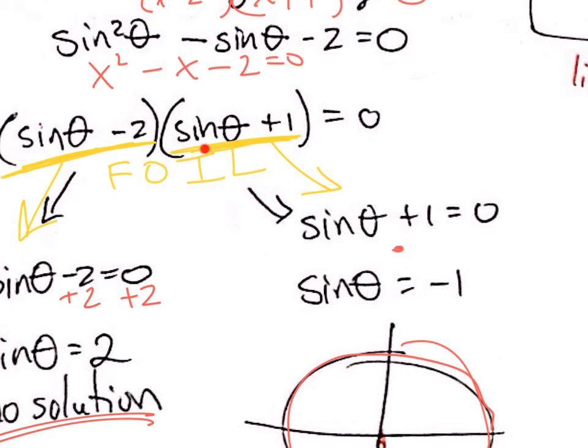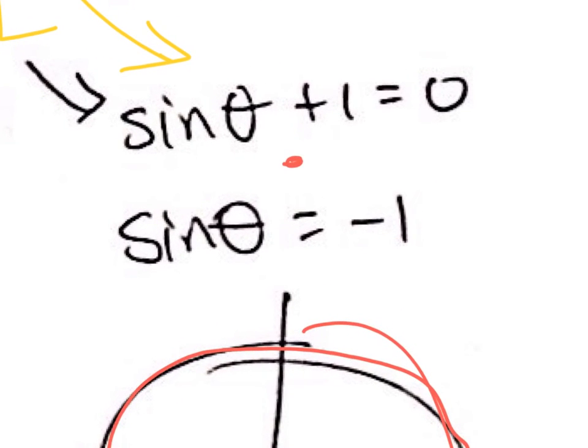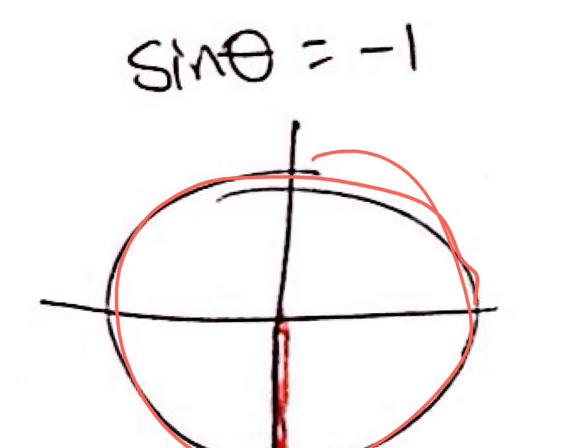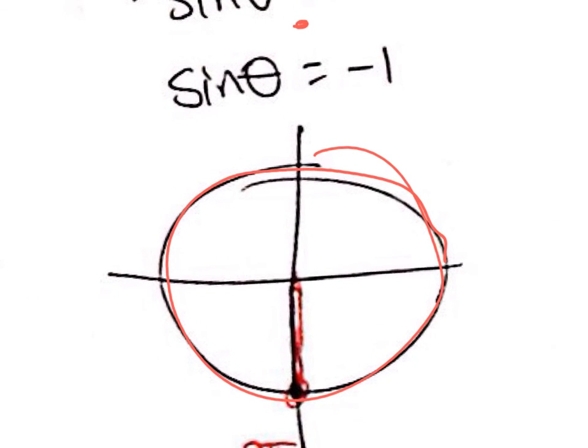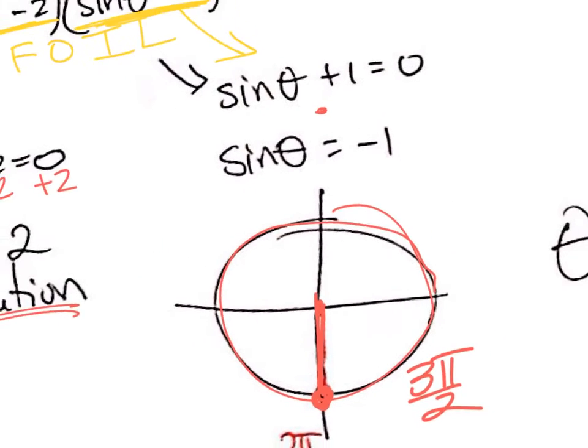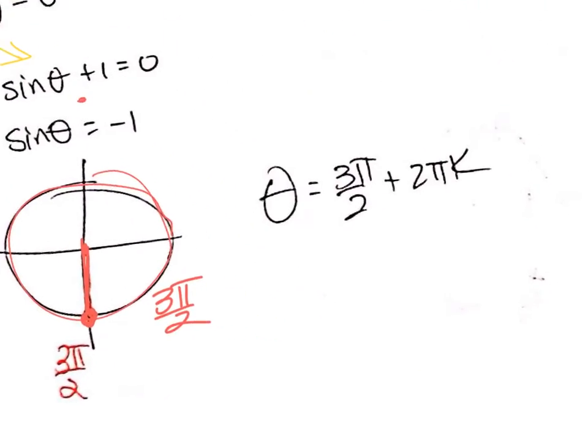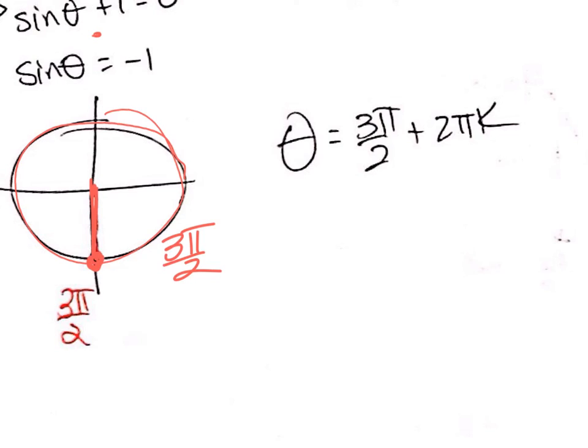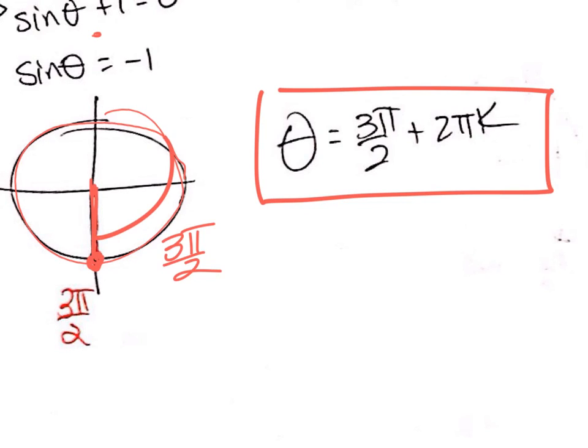Okay. Next up, we had this guy. Sine theta plus 1 equals 0, so let's hone in on that. Sine theta plus 1 equals 0. I'm going to subtract 1 from both sides. This definitely looks like something I know from the unit circle, and that is this angle right here. Negative 1 is the y-coordinate, and that angle is the 3 pi over 2. Okay, so if we're looking for all solutions, I think we're going to say this, 3 pi over 2 plus 2 pi k, because it could go around and end up in the same spot.